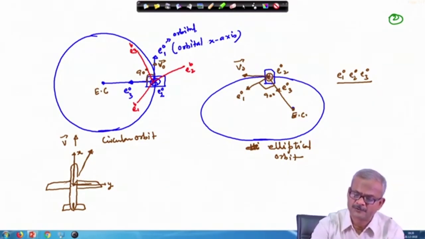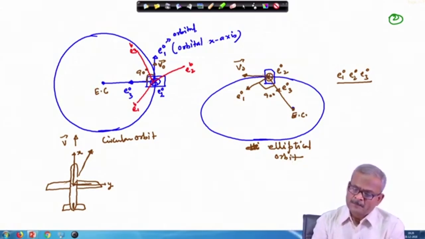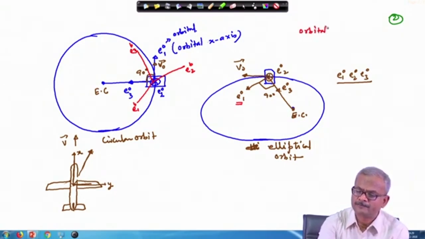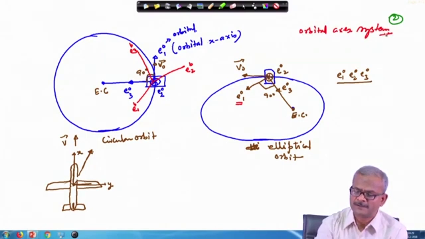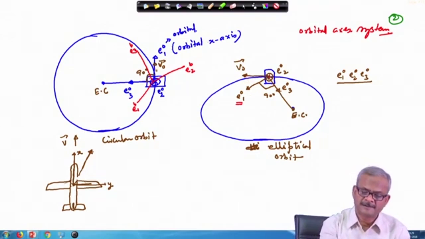Similarly, here in this case I can show it, but I will not make it clumsy. So, remember that your E1 axis will always be shown like this. Here this is the orbital axis system, it is always shown like this. This direction I will show by E3, this direction going vertically down into the page by E2 and E1 along this. So, E1 has the same sense as V0.